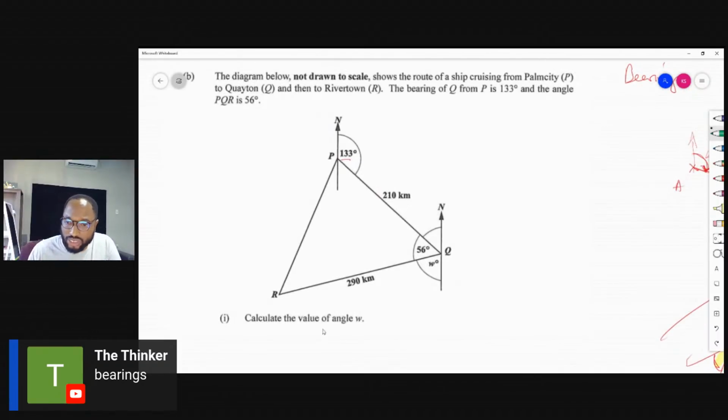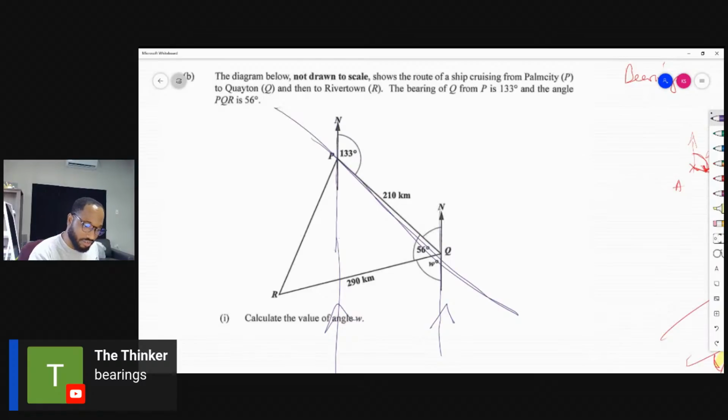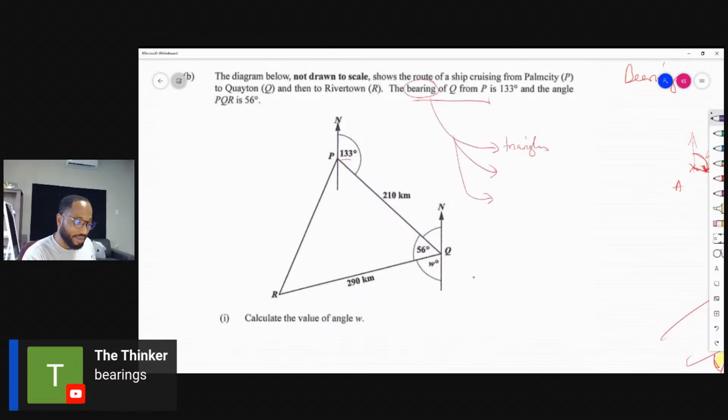But let me see if you can do this question. Calculate the value of angle W. This angle here. Big tip for bearings: they do it here for you, but if they didn't, you always want to lengthen these north lines and see them as two parallel lines. And then this is a transversal. All of a sudden, things start to look easy when you see that happen. You want me to say it again? The big tip for bearings is to undo, or redo, things here.